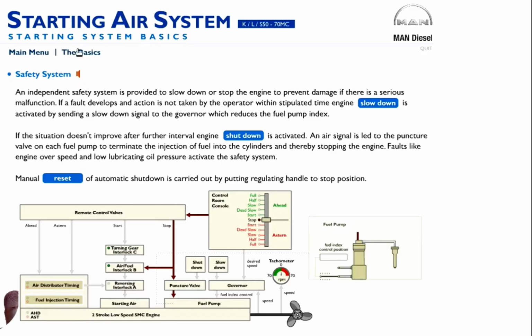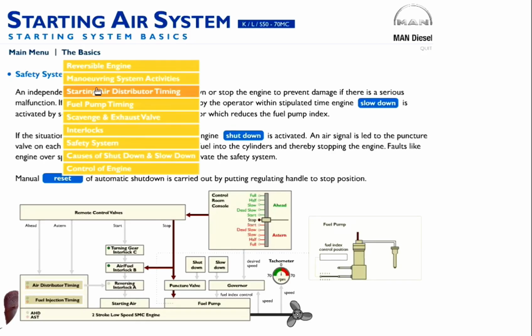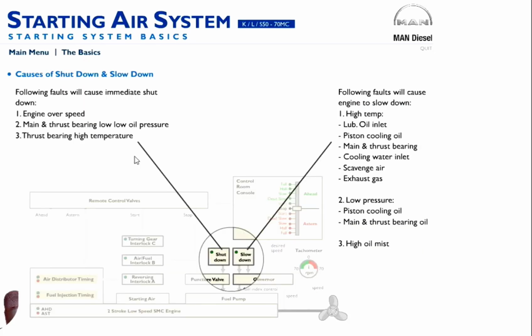So let's see next the causes of shutdown and slowdown. The following faults will cause immediate shutdown: the engine overspeed, as you know, is very important; main and thrust bearing low oil pressure; thrust bearing high temperature. This is for shutdown. This is for sure. Most of the systems must have these alarms because they are very important.